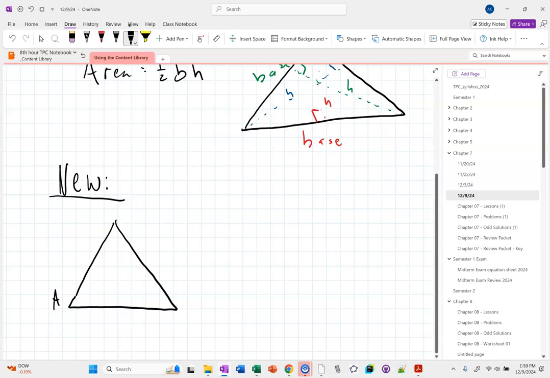So let's say we have our generic triangle labeled ABC.